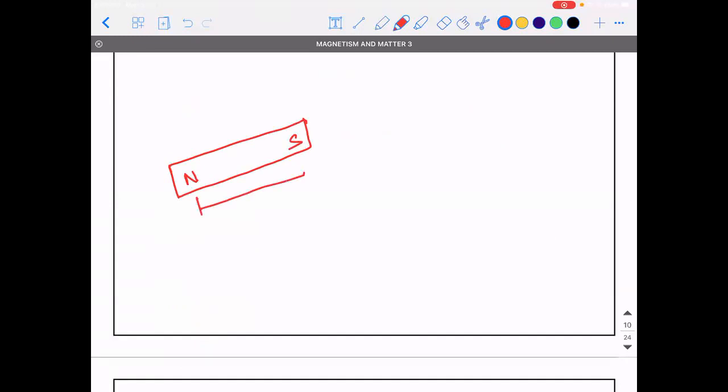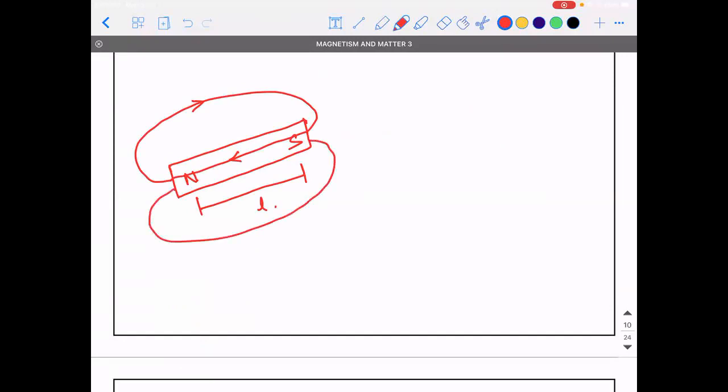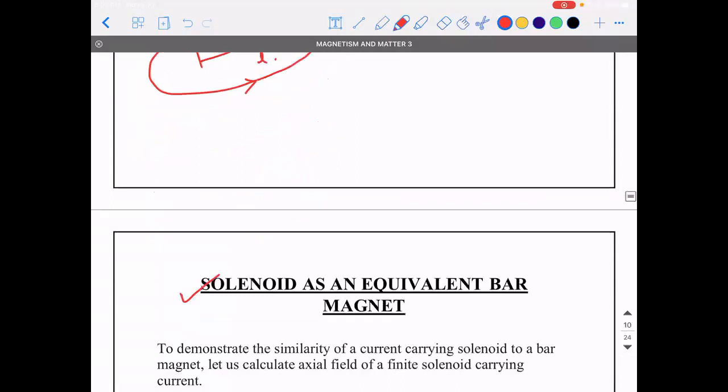if the distance between the poles is L, then there is a magnetic field which is going to be from North Pole to the South Pole outside the magnet and South Pole to the North Pole inside the magnet. Right. So this is how they are going to occur. Now what we will see is how a solenoid is able to function exactly similar to a bar magnet. That is what the next topic is.